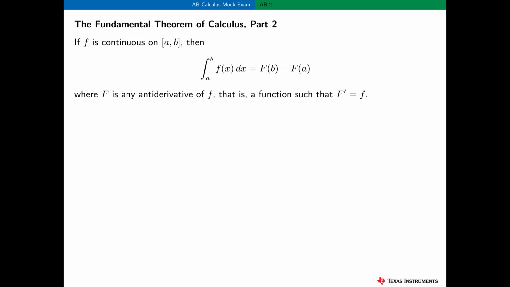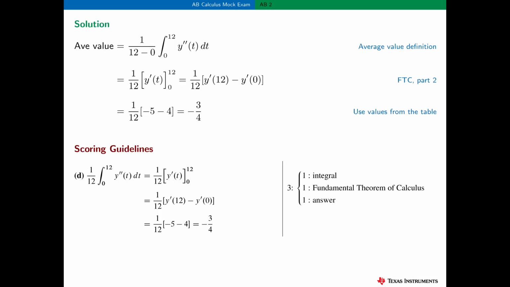The theorem says that the value of the definite integral from a to b of f of x dx can be obtained by finding any antiderivative, capital F, of the integrand, little f. And then we subtract in the proper order, capital F of b minus capital F of a. Let's put these ideas together to solve this problem.